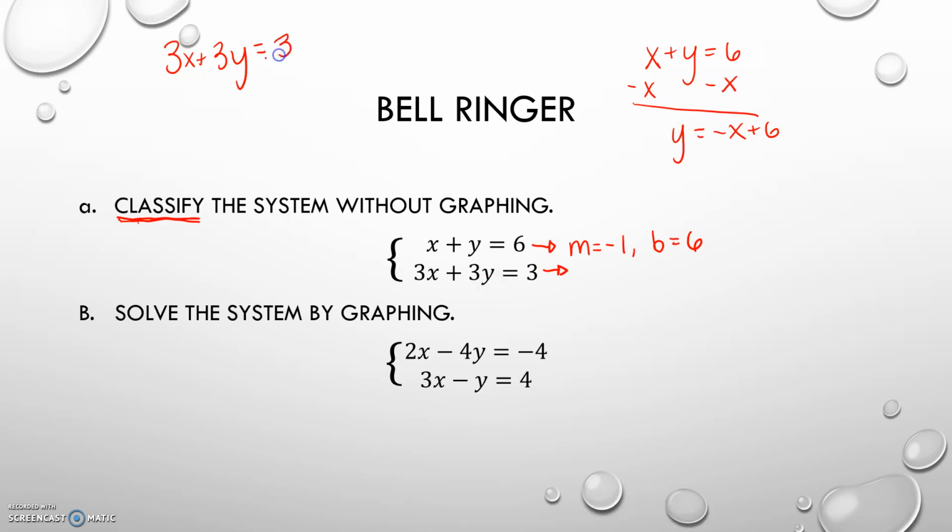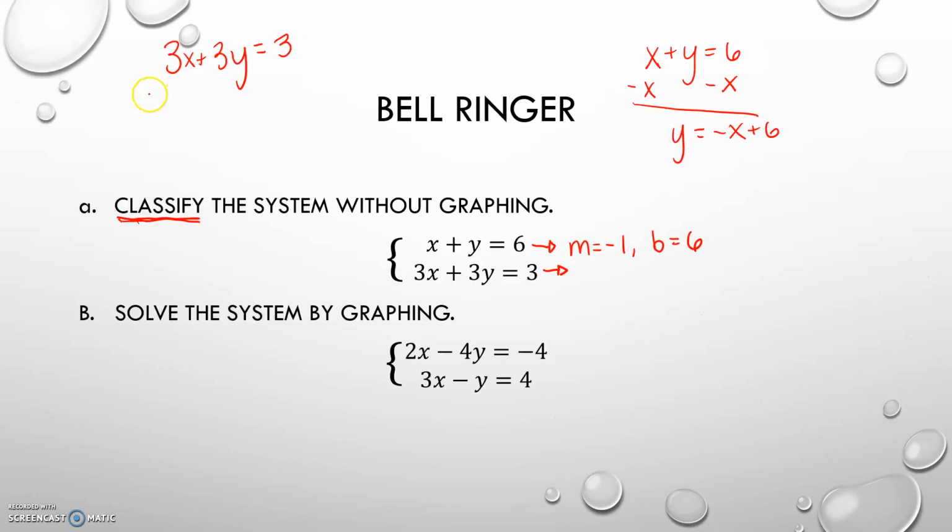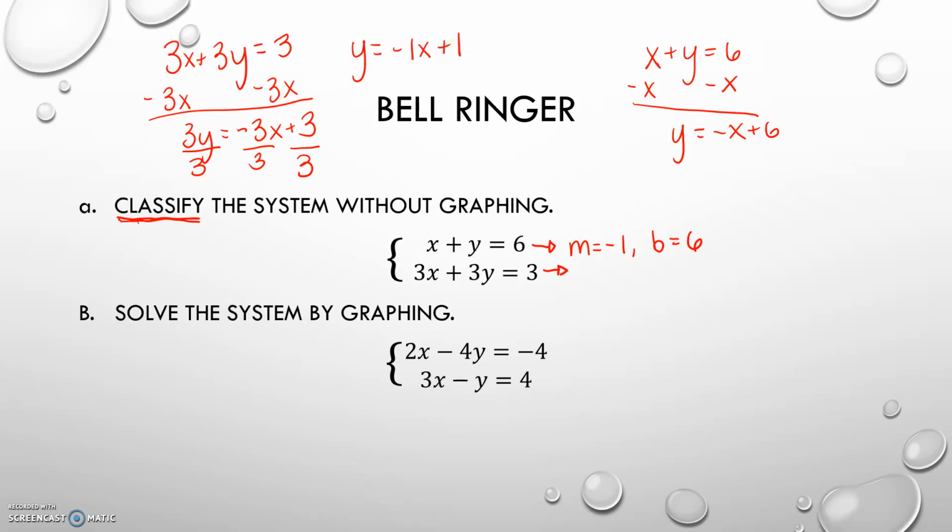equals 3. And I want to solve for y. So I'm going to say minus 3x on both sides, equals negative 3x plus 3. And then remember, I have to divide everything by 3, not just the 3x here, but everything. So that's going to give us y equals negative 1x plus 1. So here I have a slope of negative 1 and a y-intercept of positive 1.